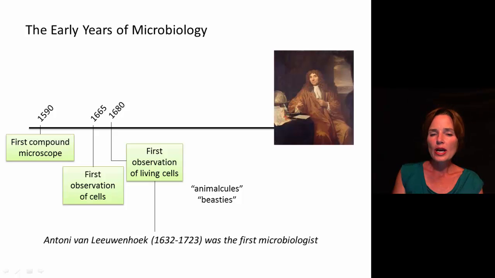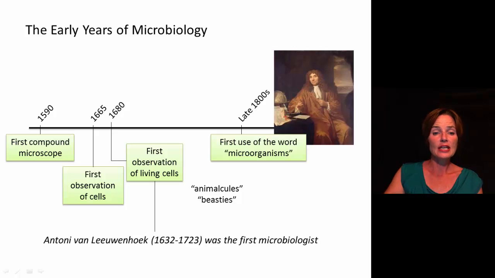and beasties. So what he saw on his slides was things that looked like little animals to him, and he could see a lot of movement and interaction happening with them. And because of that, he did describe these as being living organisms. He was actually what we consider to be the very first microbiologist. He stimulated a lot of interest in the study of organisms under the microscope. And by the end of the 1800s, people were actually using that word microorganisms to describe really small organisms. So that's a brief history of how it all got started.